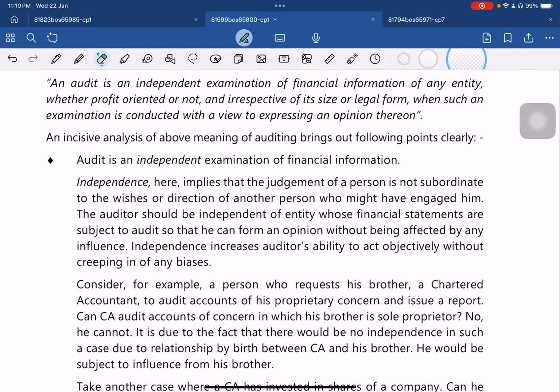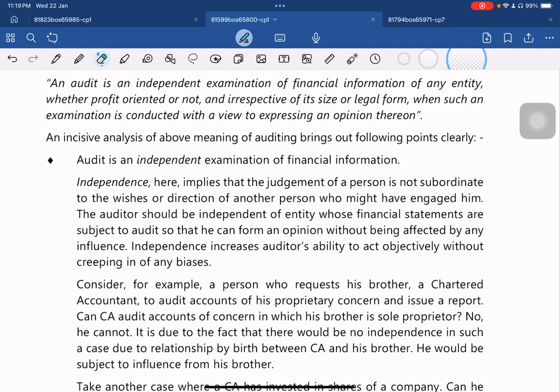Audit can be conducted of any type of entity, whether small or big, of any legal size, and the examination is conducted to express an opinion thereon. So basically, the most important thing is to express an opinion after conducting the audit. The auditor basically expresses an opinion.